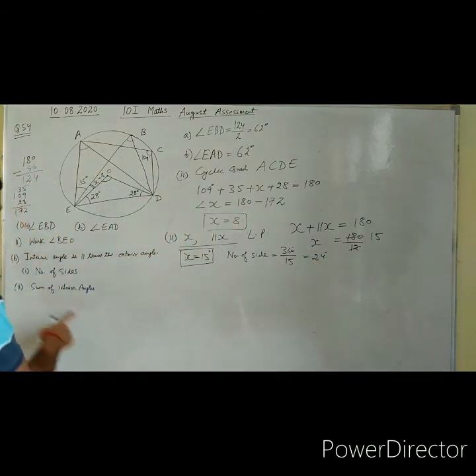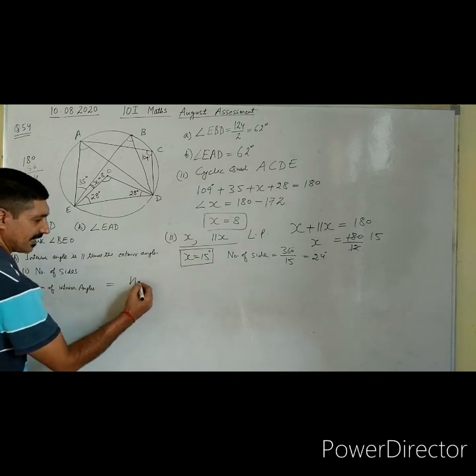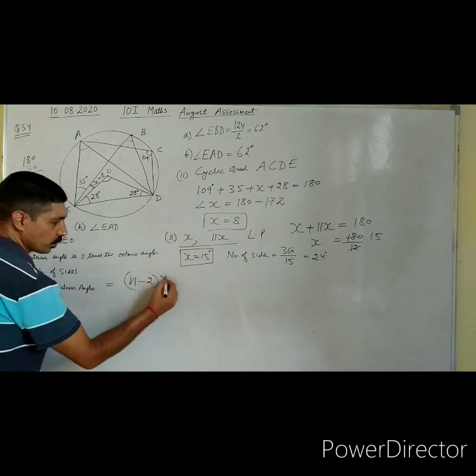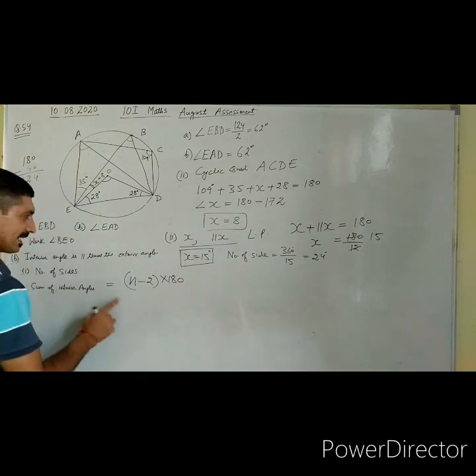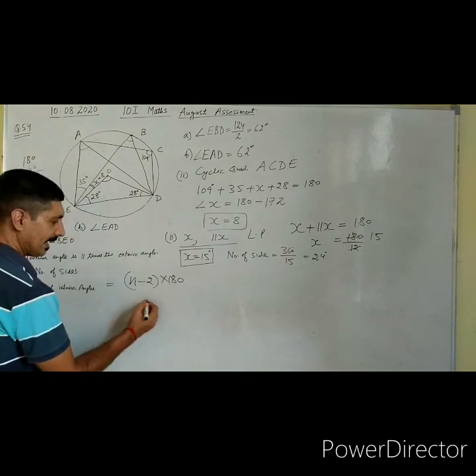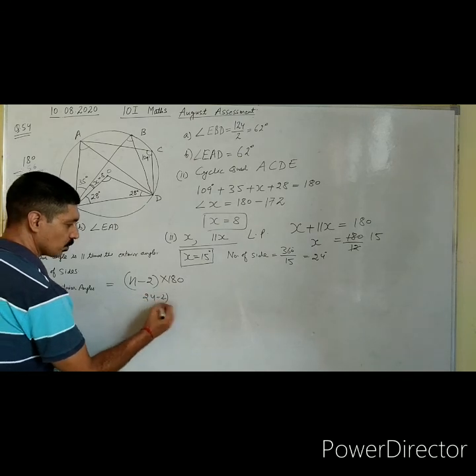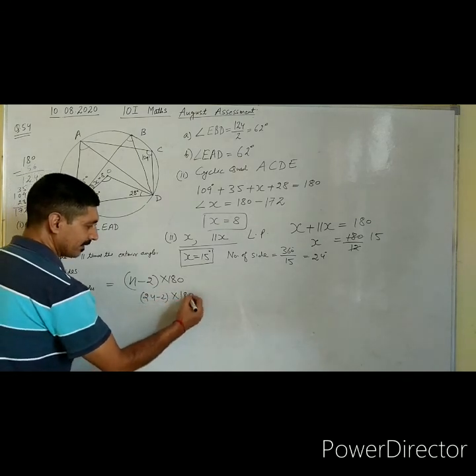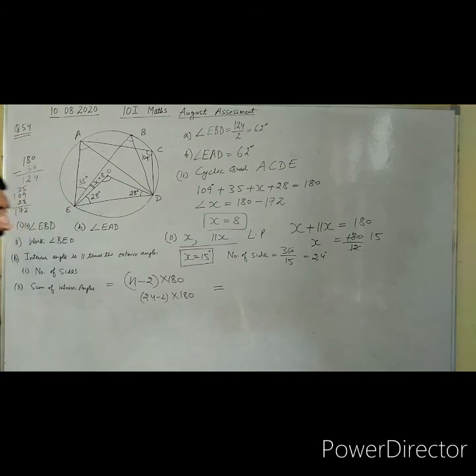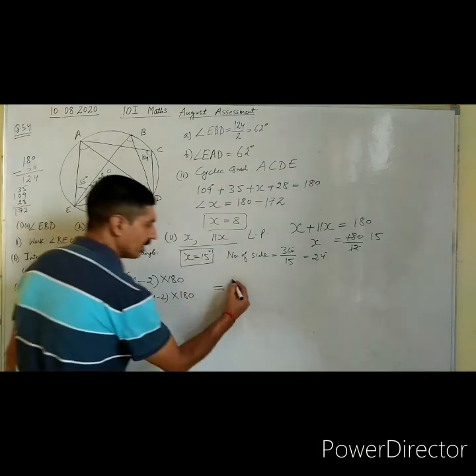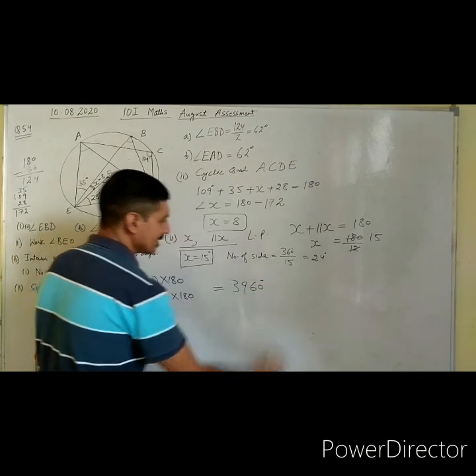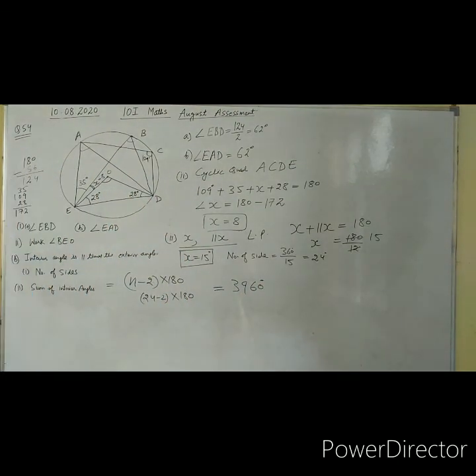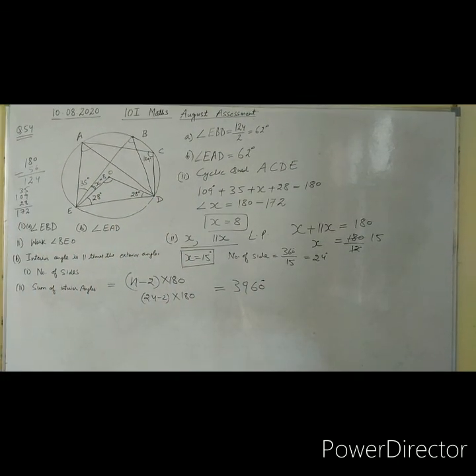Now one more part, the sum of interior angles. We know the formula: if n is the number of sides, it is n minus 2 into 180. So substituting the value for the second part, n is 24, 24 minus 2 into 180. So our answer is 3960, the sum of all these angles.